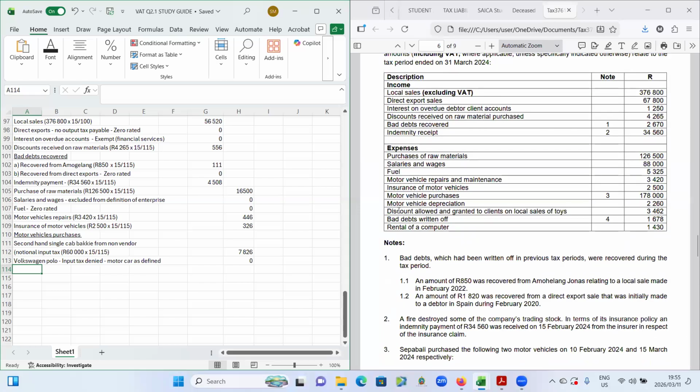Let's not forget, and then we jump some important things and lose marks. We must not forget our statement. Then we've got depreciation.